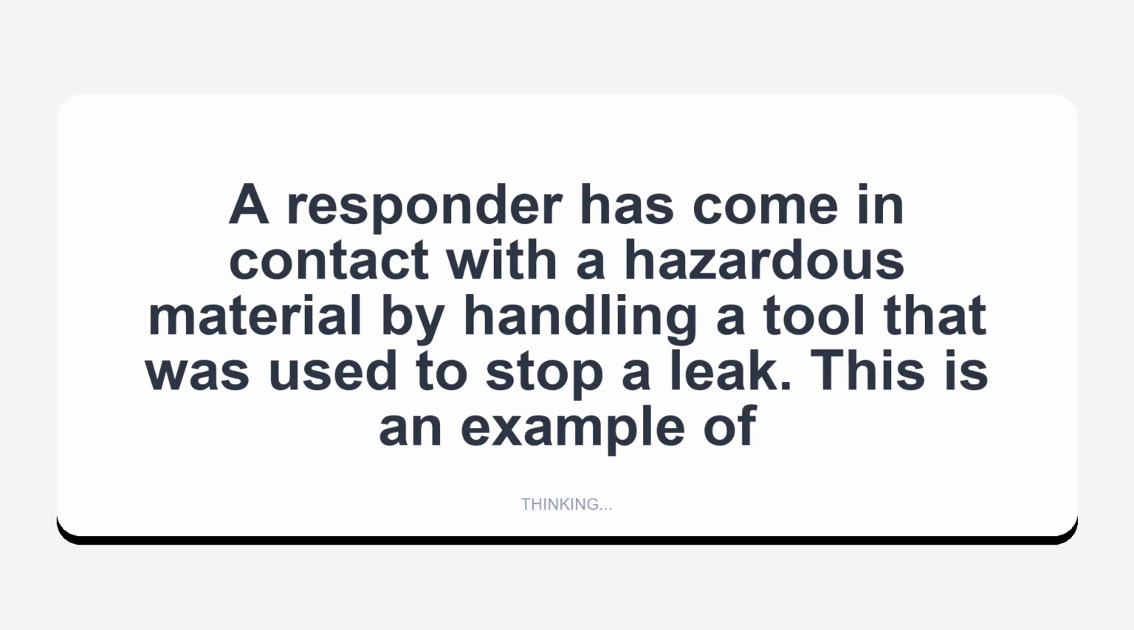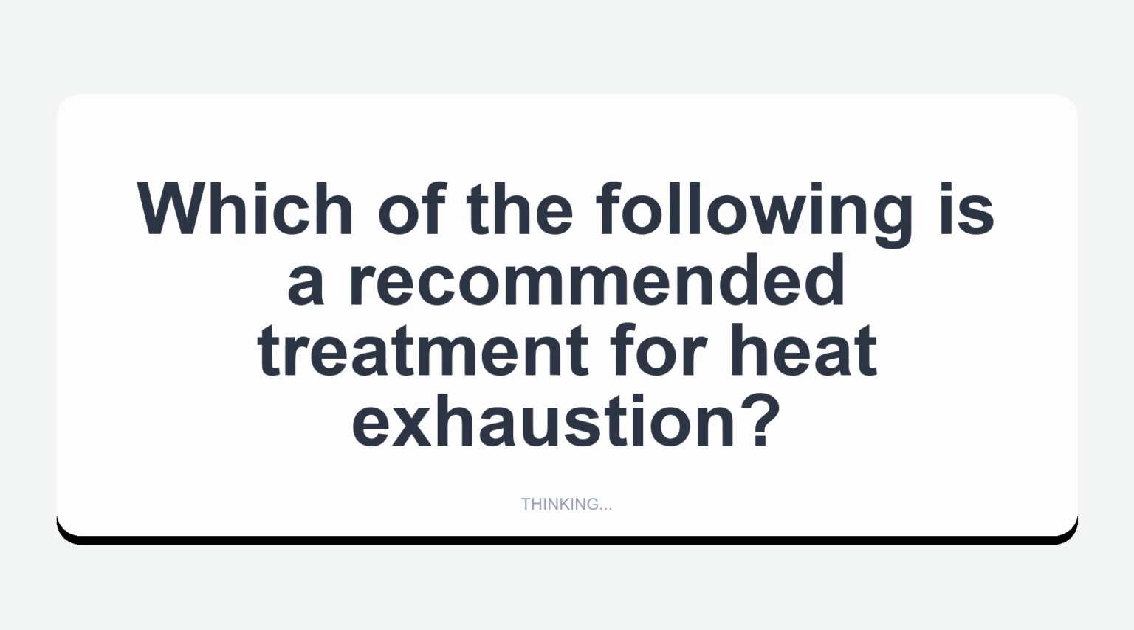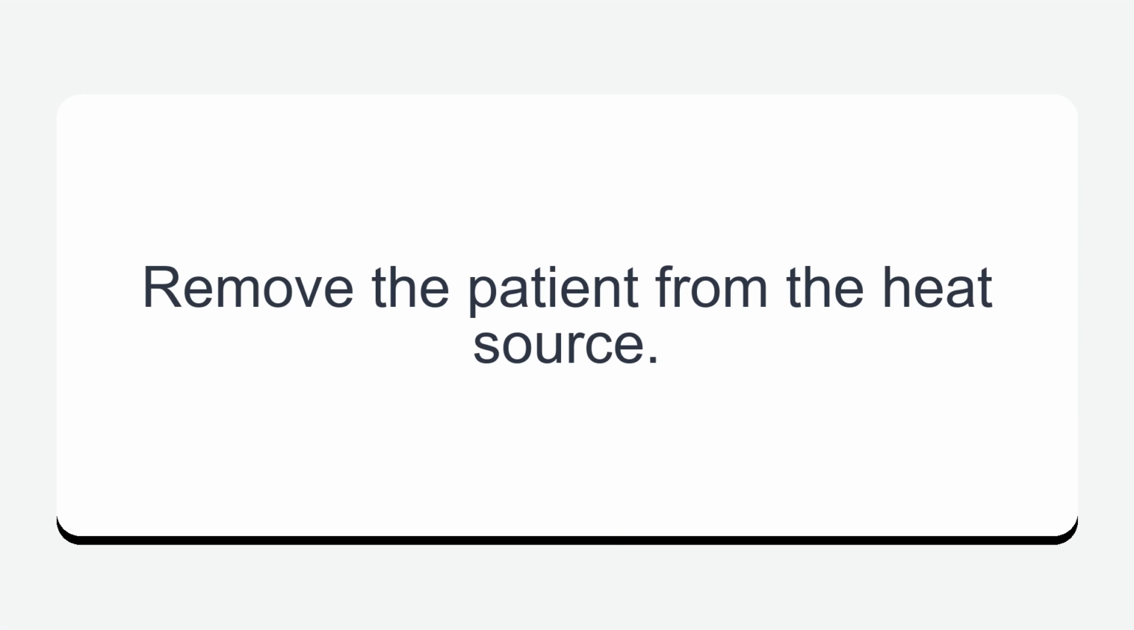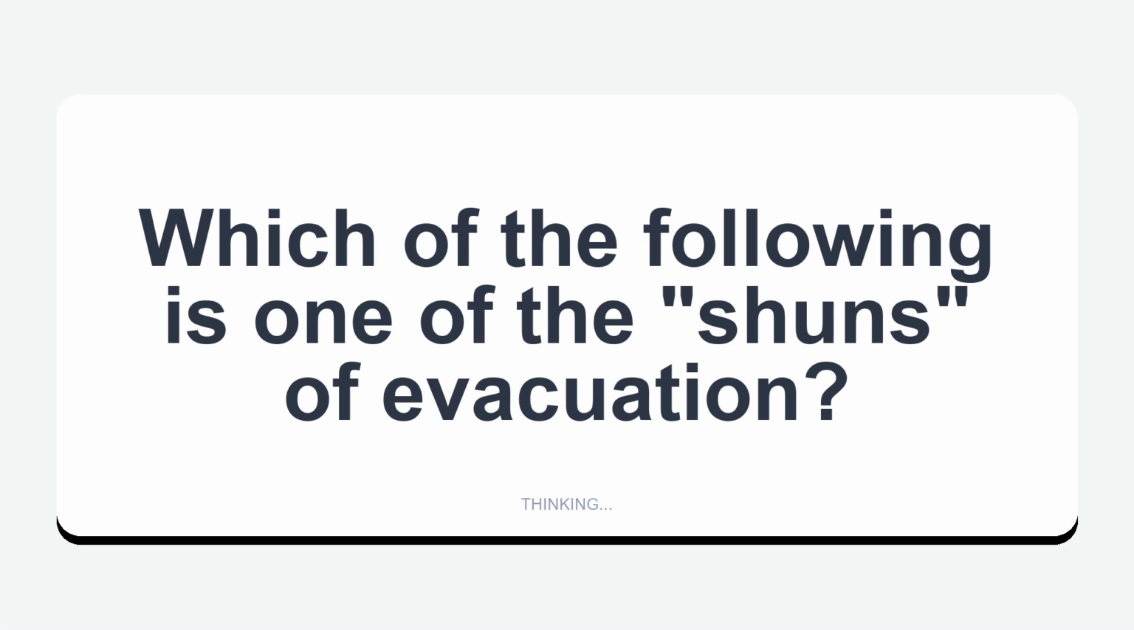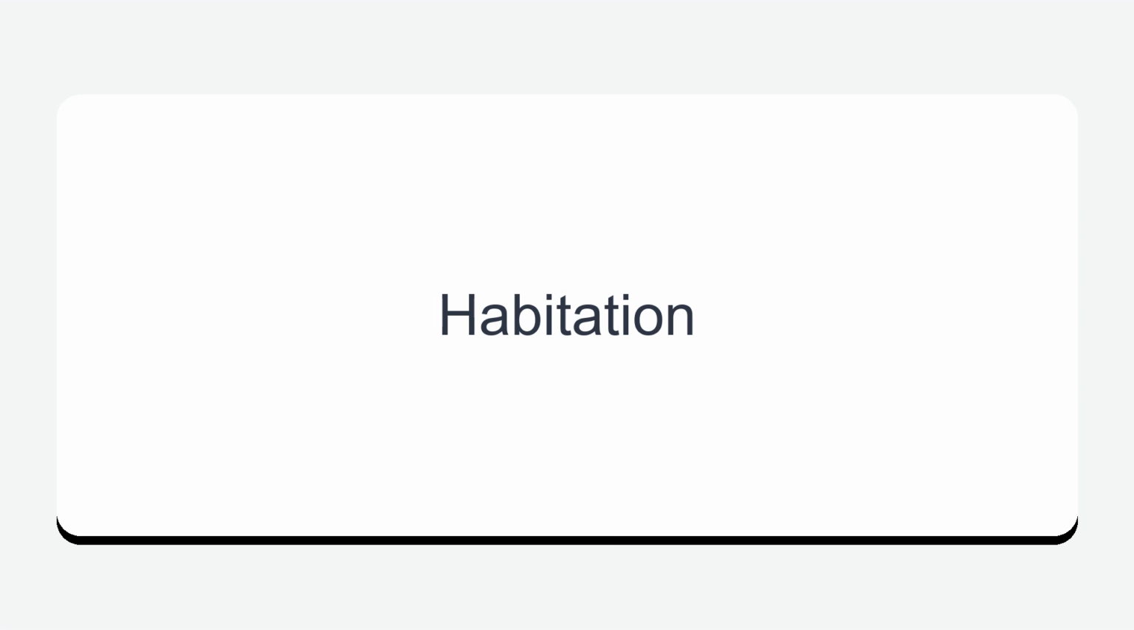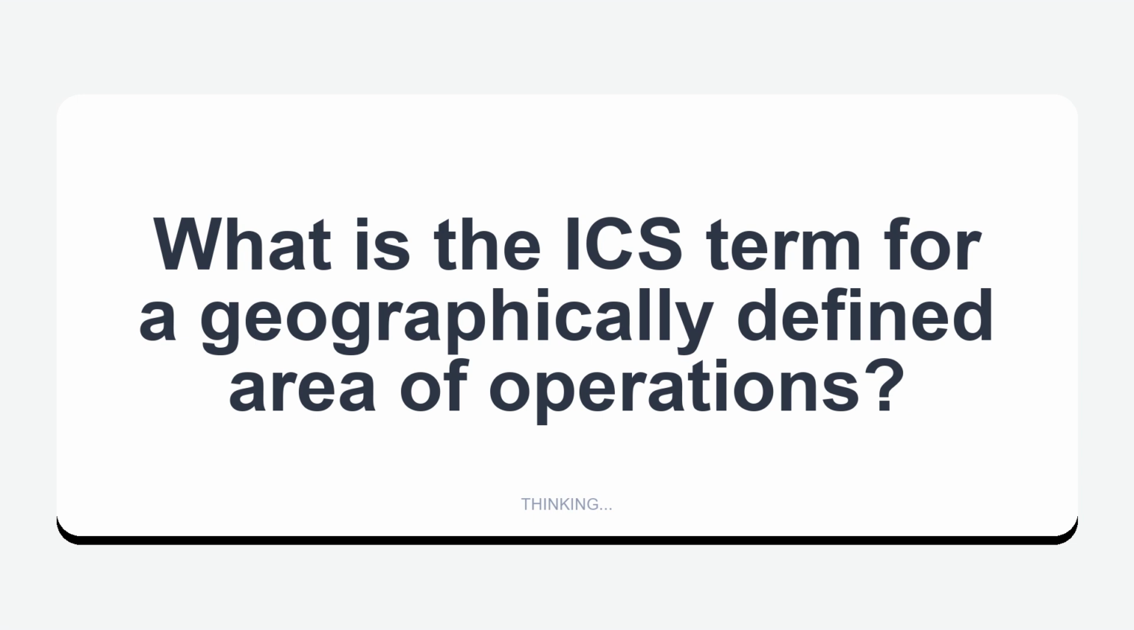A responder has come in contact with a hazardous material by handling a tool that was used to stop a leak. This is an example of secondary contamination. Which of the following is a recommended treatment for heat exhaustion? Remove the patient from the heat source. Which of the following is one of the shuns of evacuation? Habitation. What is the ICS term for a geographically defined area of operations? Division.